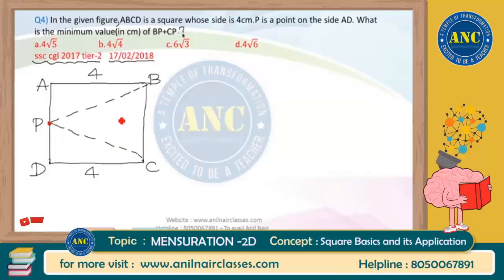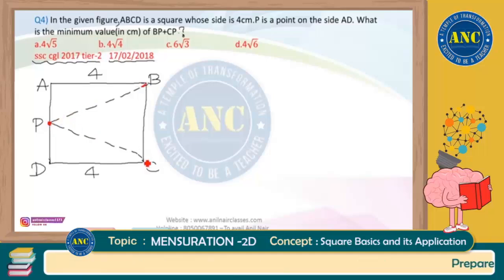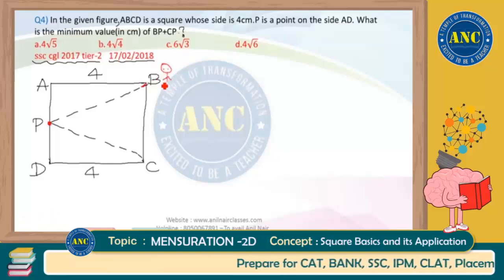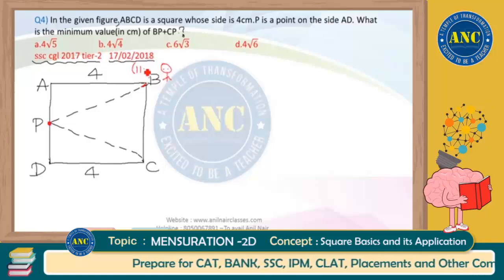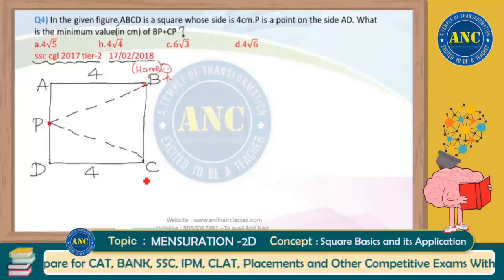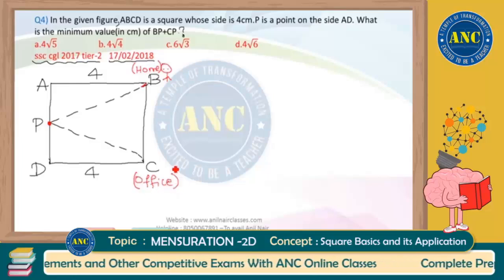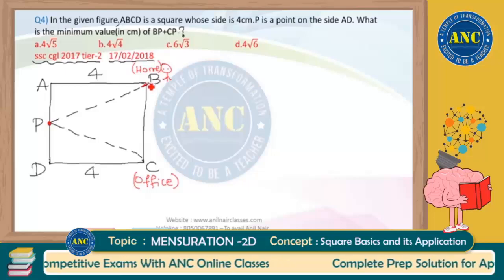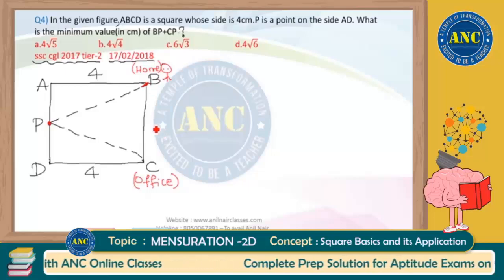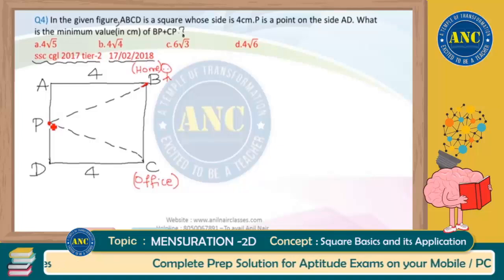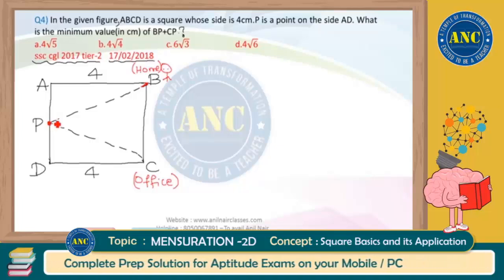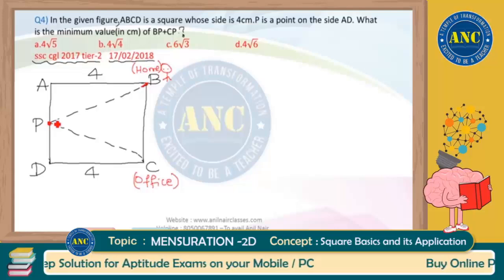They are asking you to find the minimum value of BP plus CP. In simple language, I am starting at a point called B. This is my home, for example. B is my home and C is my office. I want to travel from home to office, but the question says I need to meet this point P, and then only travel to the office.